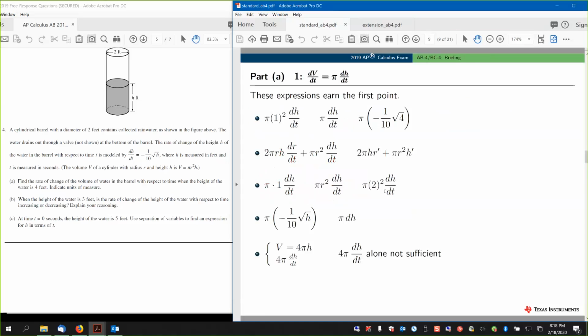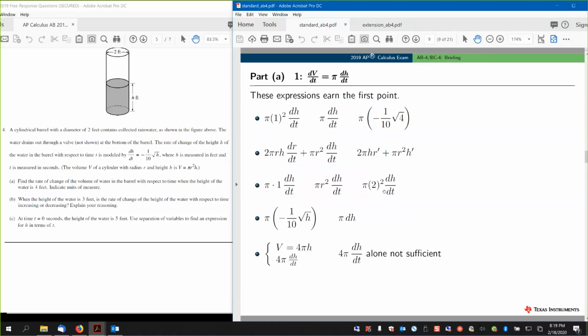So let's take a little bit closer look at these parts. Let's look more carefully at the scoring guidelines. So again, the first point in part A was for finding the derivative of v with respect to t. And to earn this point, we really need to see evidence of the chain rule, that is the derivative of h with respect to t. So here are 5, I think, bulleted items, and I think every one of these responses earns the point if I can explain them to you.